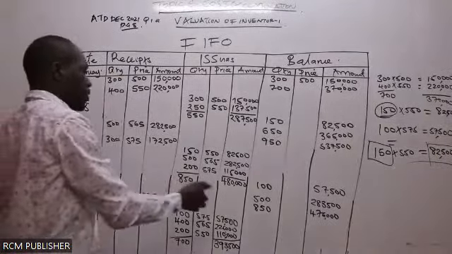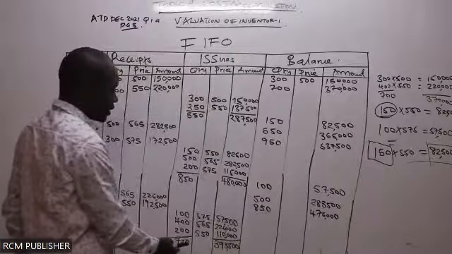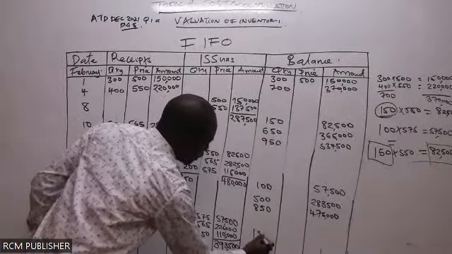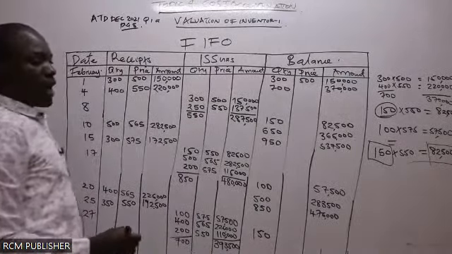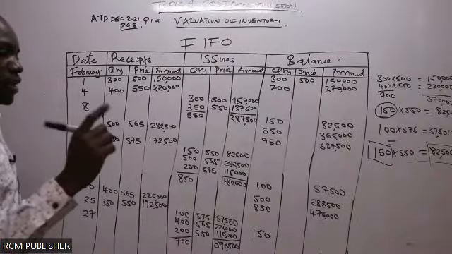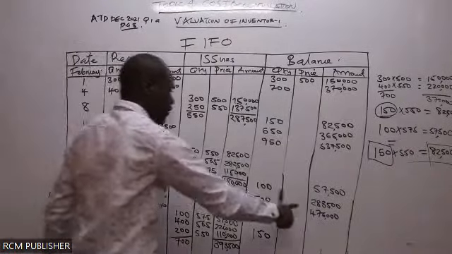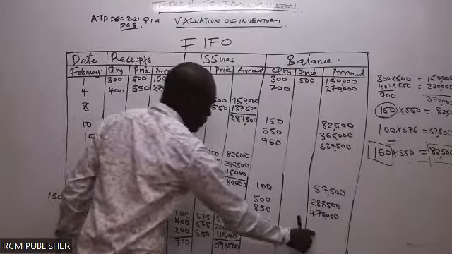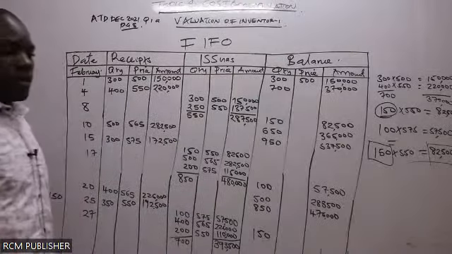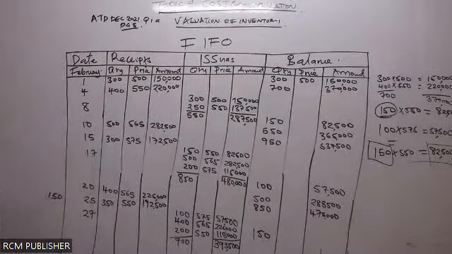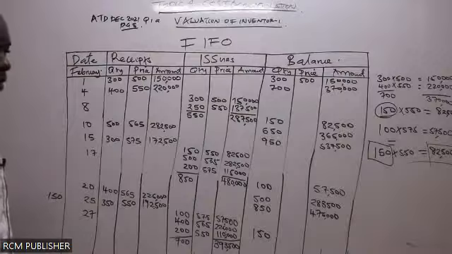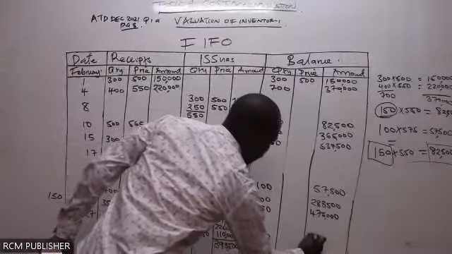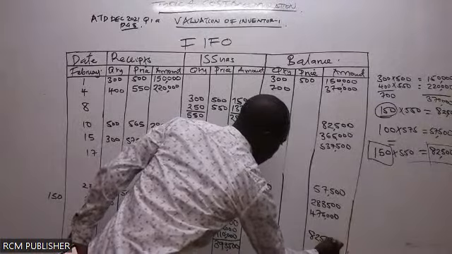Now, tell me, we add 850, we are taking away 700. The balance is 150. Let me indicate it there. In terms of value, we add 476,000, we are taking away 393,500. What is the balance? Yes, the balance is 82,500.